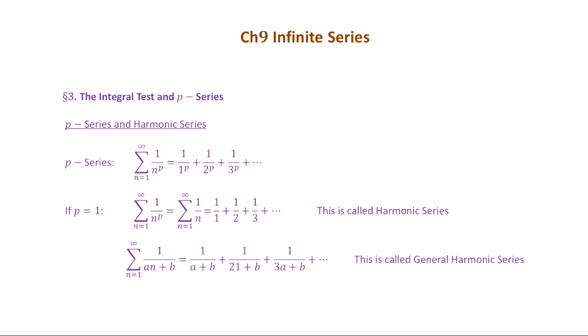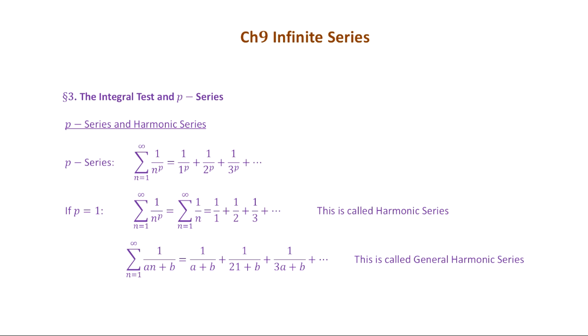All right. So for example, when p equals 1, we get the series 1 over n to the 1, so that's just 1 over n. So we get 1 over 1 plus 1 over 2 plus 1 over 3 plus 1 over 4 and so on. And this particular series is called the harmonic series. The harmonic series is just a special case of the p series.